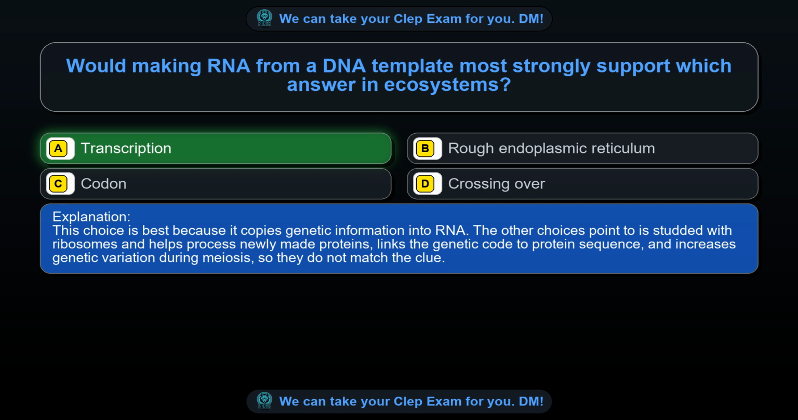The other choices point to is studded with ribosomes and helps process newly made proteins, links the genetic code to protein sequence, and increases genetic variation during meiosis, so they do not match the clue.